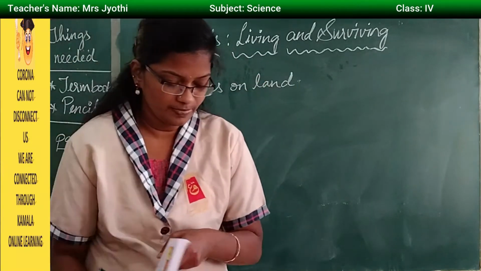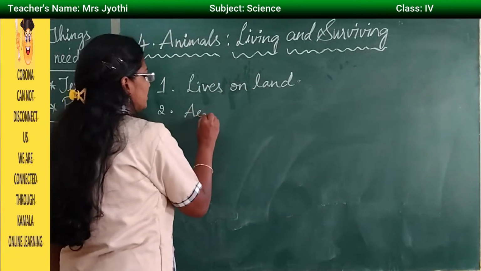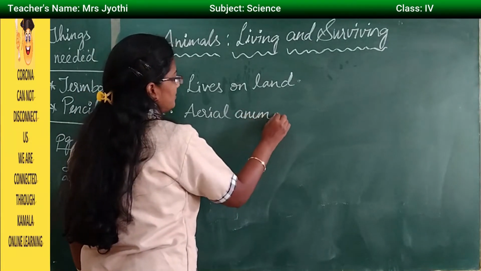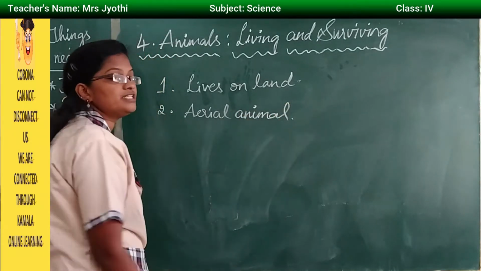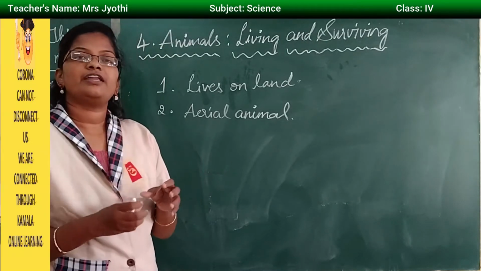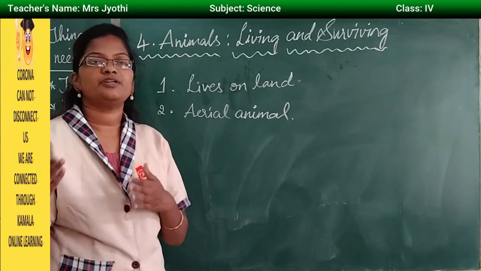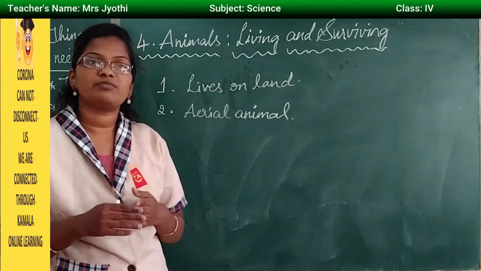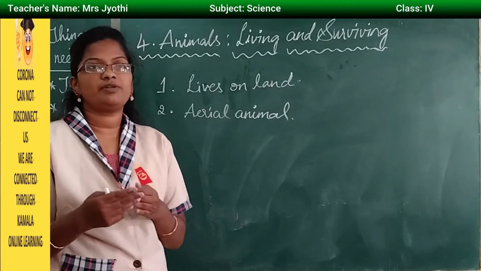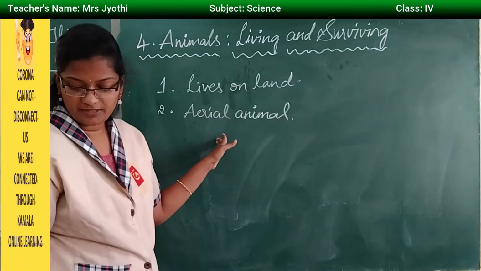Why have we ticked that animal? Because it is an aerial animal. Aerial animals are the animals which spend most of the time in the air, like birds. Birds spend most of the time in the air by flying. They can move from one place to another only by flying. All those animals come under aerial animals.